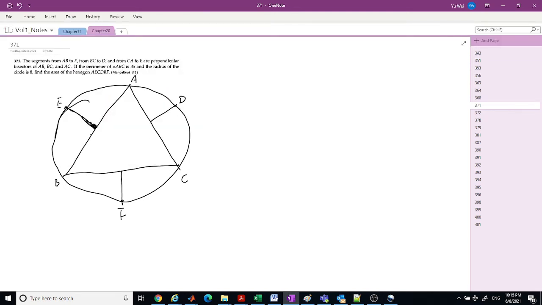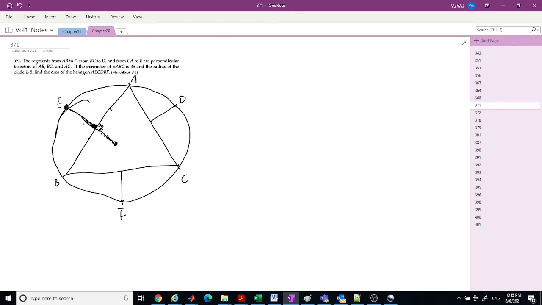Then inside, a triangle ABC is inscribed in the circle. We know this line is perpendicular to AB, this line perpendicularly bisects AC. So if from the center of the circle we draw a perpendicular line, then it will bisect this segment.